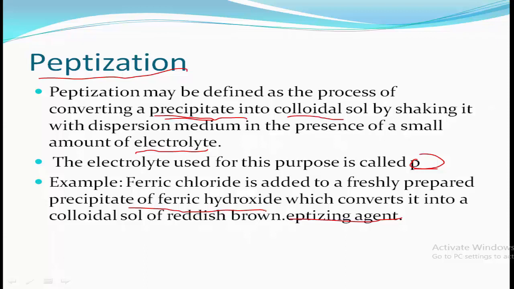Ferric chloride we can call a peptizing agent. So remember this, and these are some physical methods to prepare the colloidal solution.